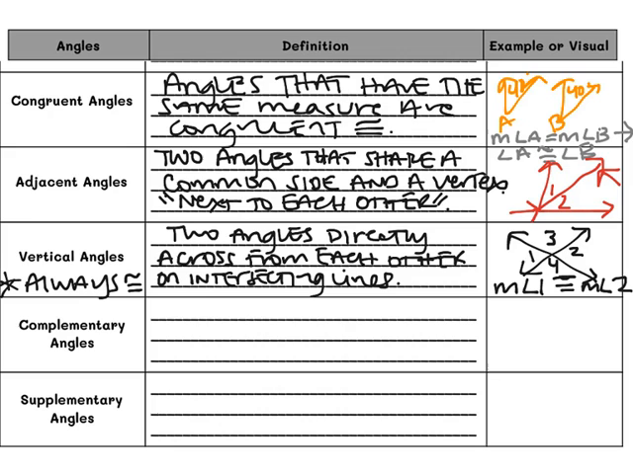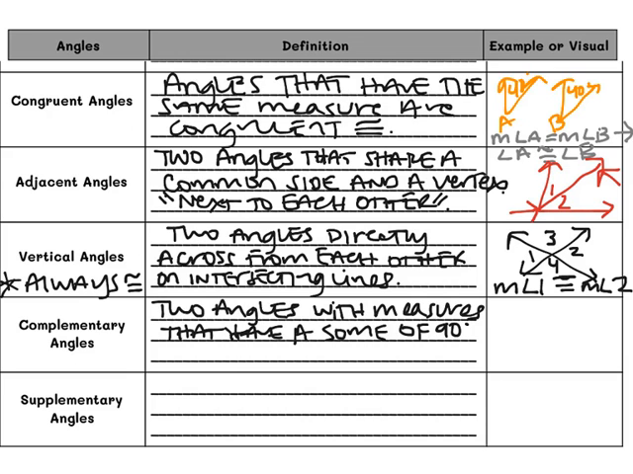Okay, now we have our complementary angles. These are two angles with measures that have a sum of 90 degrees. So again, two angles with measures that have a sum of 90 degrees. If we have our 90-degree corner here, with the little half square, let's say this one is 65, and this one is 25 because this one looks a little bit smaller. If I were to add 25 and 65, that would get me to 90.